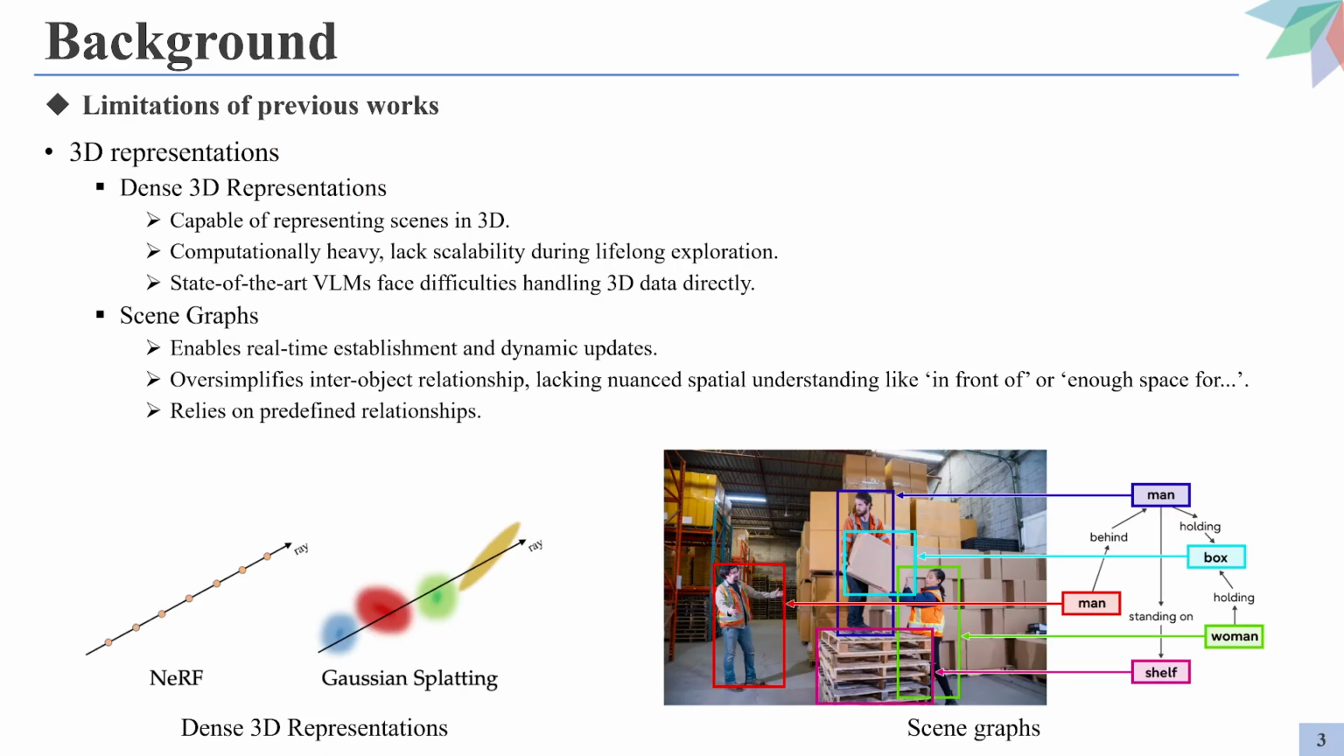The most commonly used approaches for 3D scene representation are dense 3D representations and scene graphs. Dense 3D representations preserve spatial information with minimal loss, making them highly accurate. However, they are computationally expensive, and vision language models, widely used for agent reasoning, cannot directly process raw 3D data. Scene graphs, in contrast, offer real-time construction and support dynamic scene updates. Yet, they often oversimplify inter-object relationships and depend heavily on predefined relational schemas, limiting their expressiveness and adaptability.